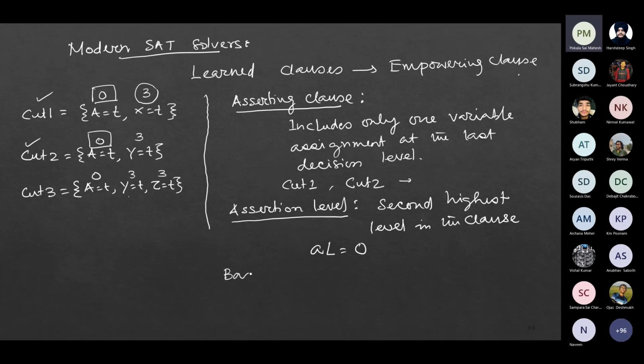So what we'll be doing is backtracking to the assertion level, which in this case is 0, right? So basically, it is the deepest level. If you go back to that and add this conflict-derived clause, this will allow unit resolution to derive new implications, right? So we'll backtrack to this level, add this asserting empowering clause, and then perform unit resolution, and we'll see that we detect the contradiction much earlier, right?